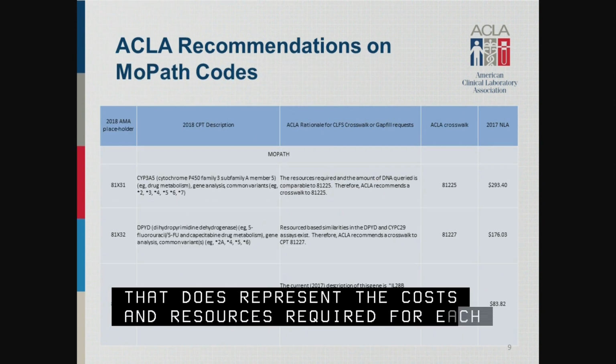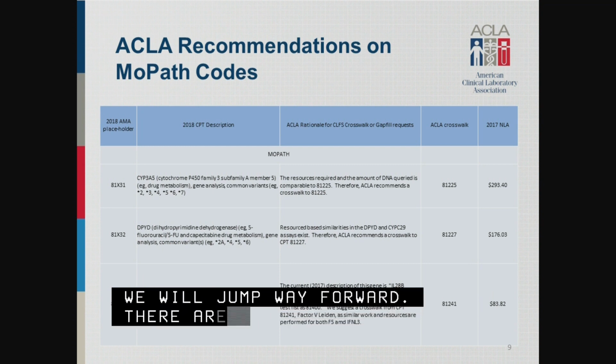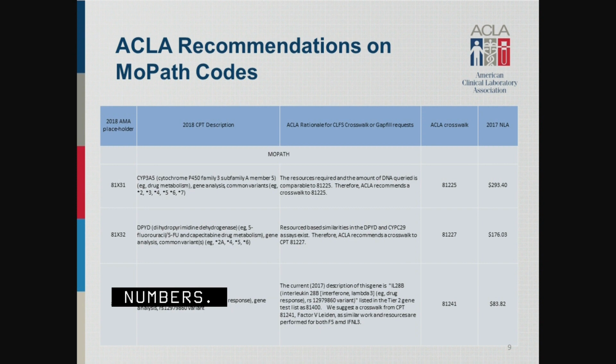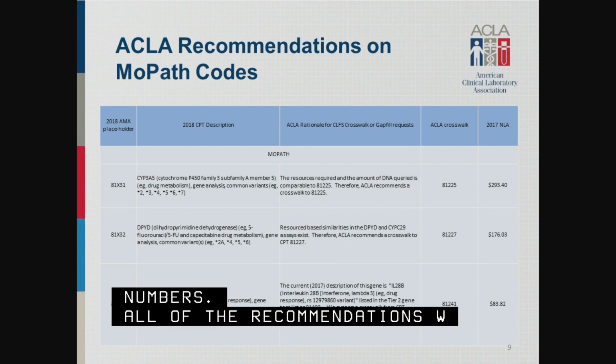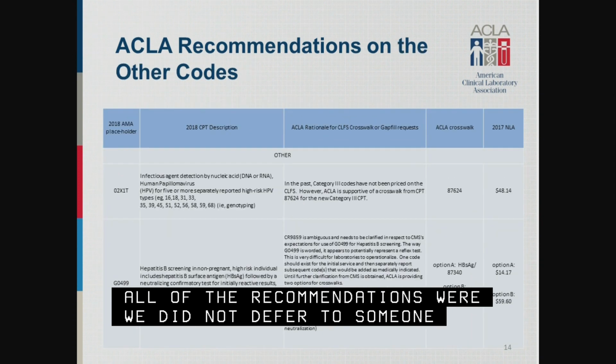All right, and then we'll jump way forward, and that's because there are so many MOPATH codes this year that I'm not going to try to just read you numbers and dollar amounts. But all of our recommendations where we didn't defer to someone like the Association of Molecular Pathology are within our grid comments. So I think we'll jump to 14.